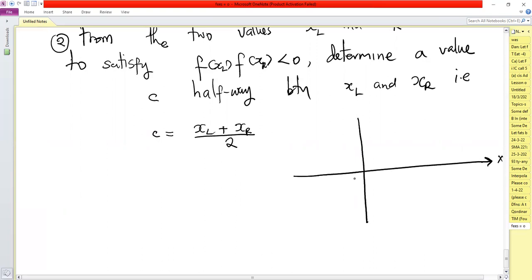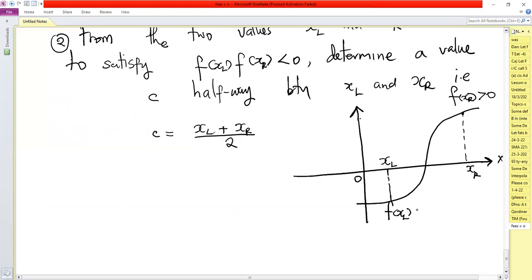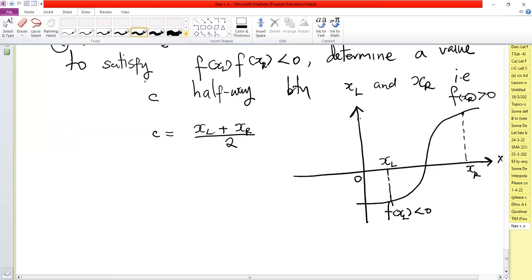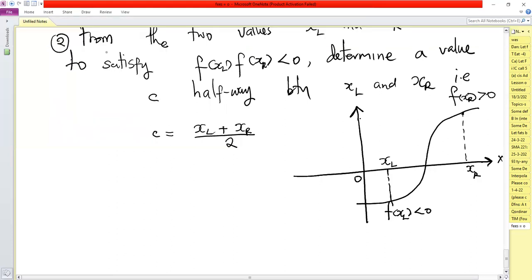Now, if I may draw a sketch here to explain. So this x-axis, 0, y. Assuming this is where you have XL, and this is where you have XR. So f of XR is positive, f of XL is negative. So we are assured that we have a solution between XL and XR.